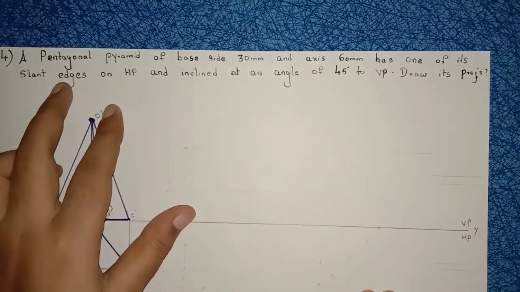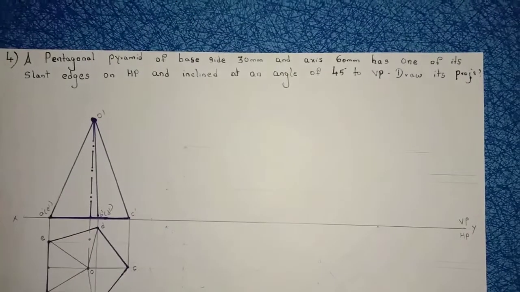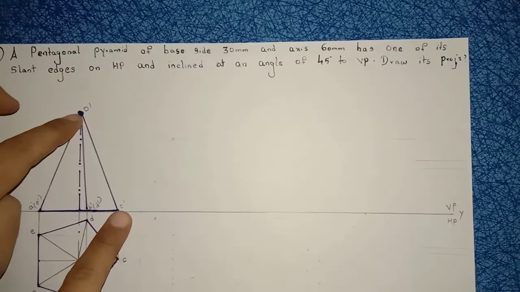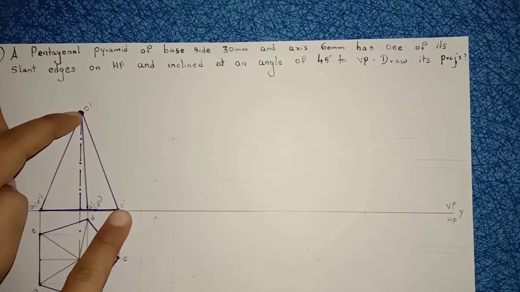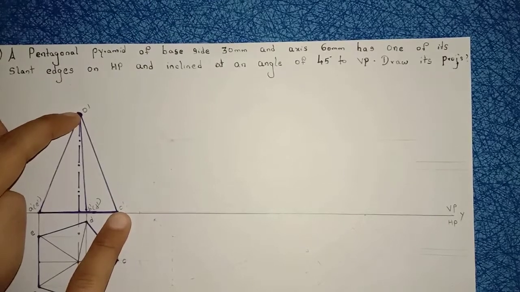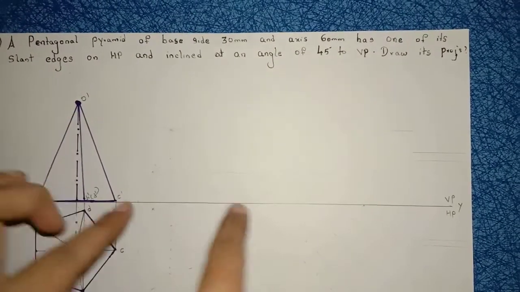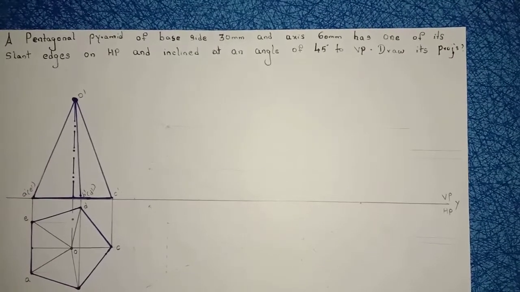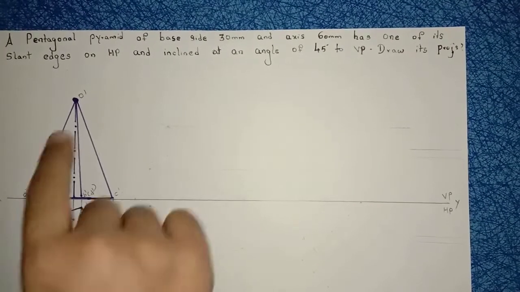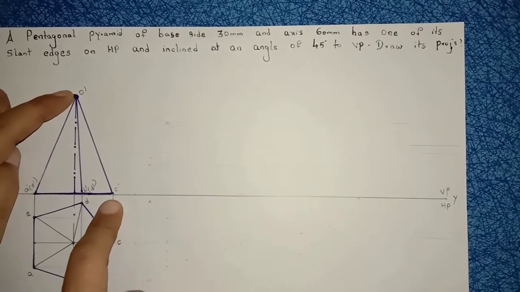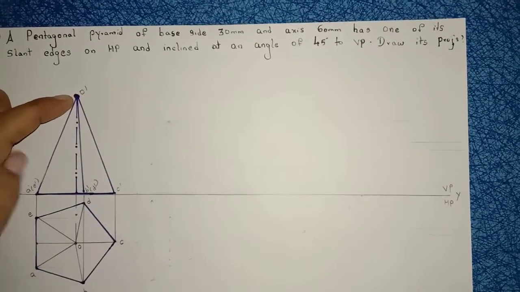After that they mention slant edges on HP. See, these are the slant edges. Right, take any one of the slant edges on HP, on VP means you have to construct this slant edge on the reference line. So we have to construct this slant edge here, that's why we are constructing the pentagon in HP. Now this O dash to A dash is the slant edge and O dash to C dash is the slant edge. Take any one of the slant edges here. I am taking this O dash to C dash.